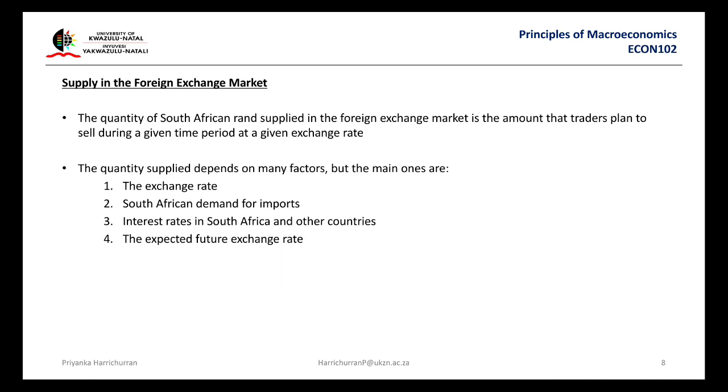Now supply. Think of us in South Africa, right? The quantity of South African rand supplied in the foreign exchange market. So when you want to, let's say, import something, so you want to buy something from China, you need to go to the foreign exchange market and get the currency they use in China, is it yen or something? I'm not sure. But basically, you need that currency. So you're going to put your rands in the market. A person from China is going to buy the rands in the market and give you whatever currency their country uses, right?